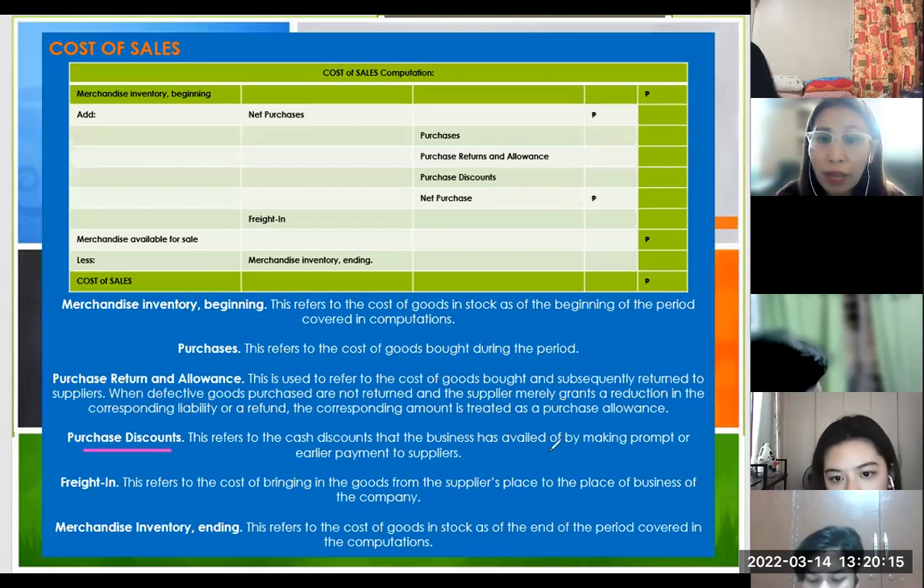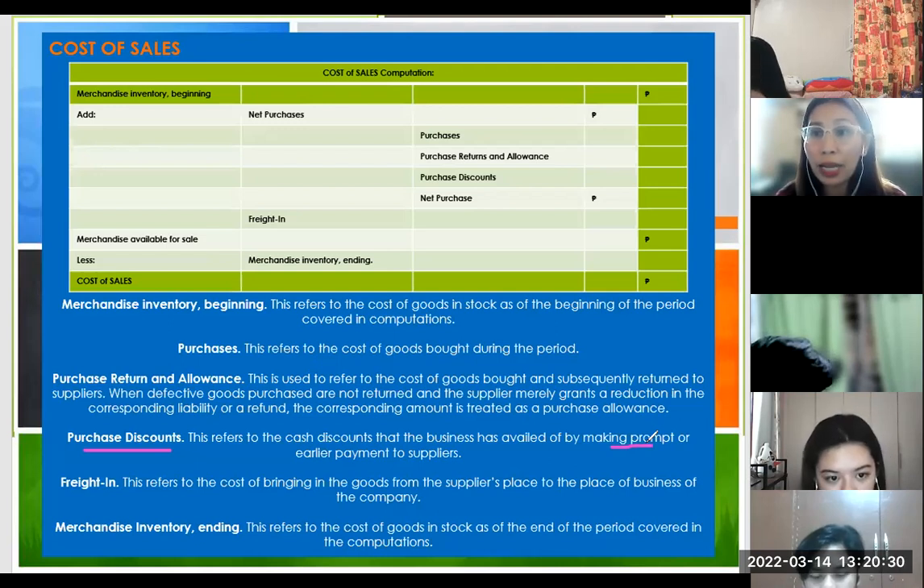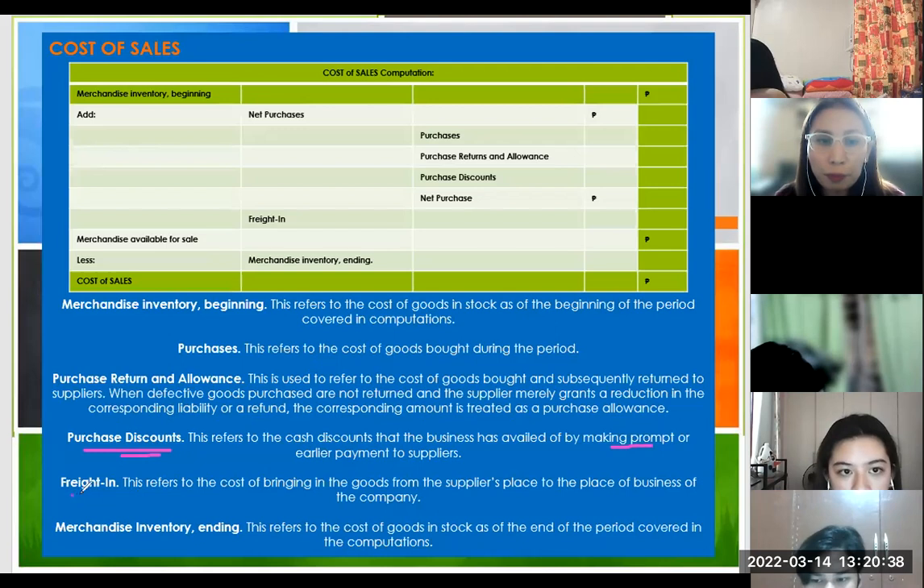So, the business has availed of it by making prompt payment right away. Nagbabayad ka agad. Pagka-order, nagbabayad ka agad. Okay? Or, before mag-due, paid agad. Completed agad yung transaction. Okay? Yun yung purchase discounts. Next, freight in.